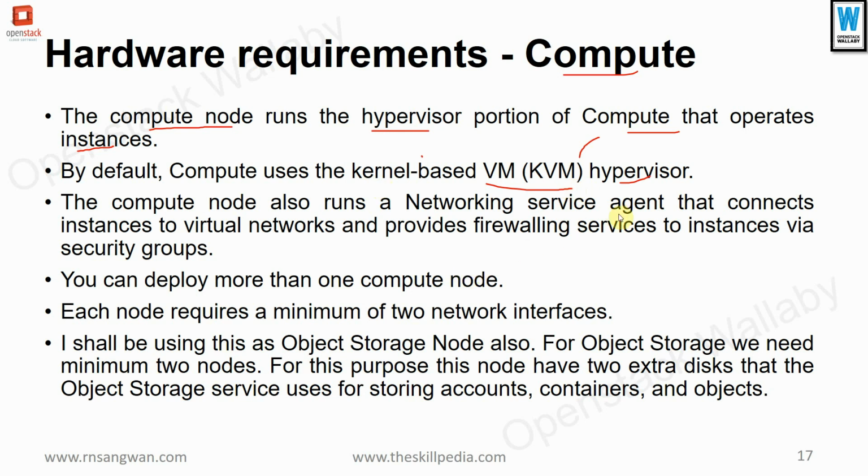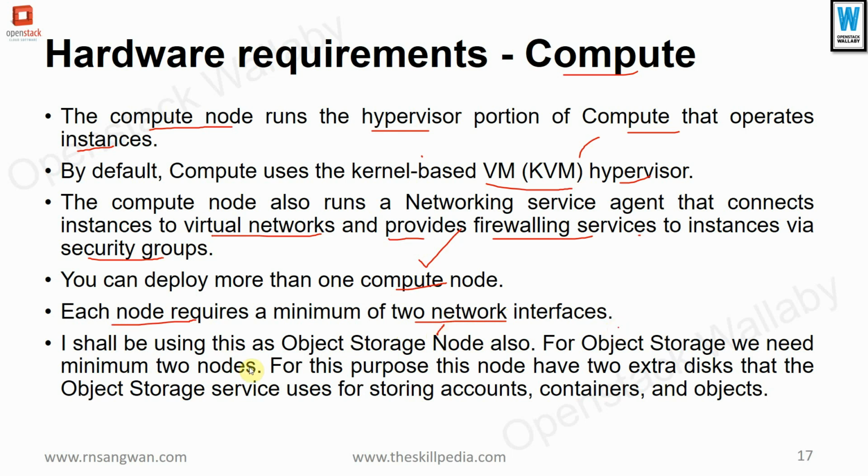The compute node also runs a networking service agent that connects instances to virtual networks and provides firewalling services to instances via security groups. You can deploy more than one compute node, and we are going to use controller and compute both for the compute service. Each node requires a minimum of 2 network interfaces. I shall be using this as object storage node also.